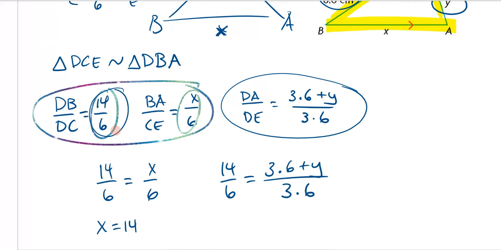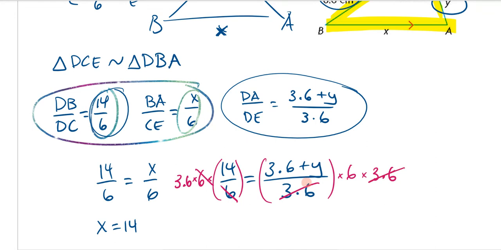Now how do I solve for y? I have an equation with two fractions, and I have a decimal in those fractions. Well, it's not that difficult. I can take both sides and multiply them by 6, and multiply them by 3.6. Doing that allows me to cancel the 6 on the left with the 6 on the bottom, and cancel the 3.6 on the bottom with the 3.6 I'm multiplying on the right, and it simplifies the equation a lot for me. On the left side, I'm left with 14 times 3.6, which is 50.4.